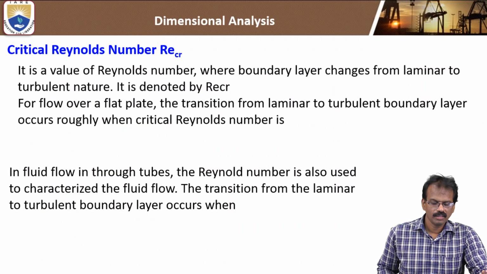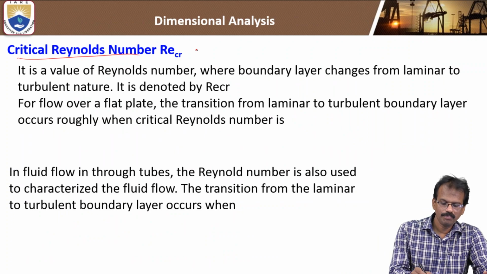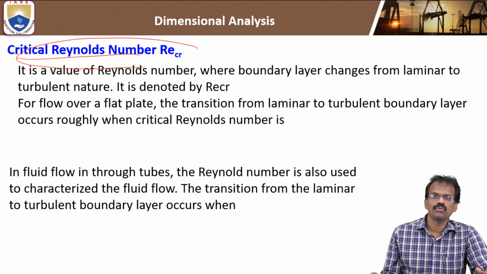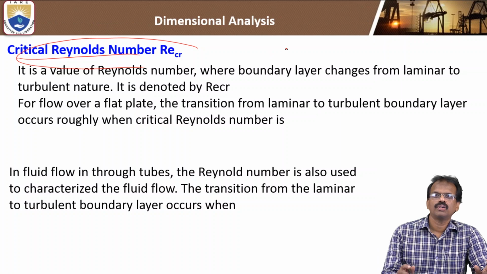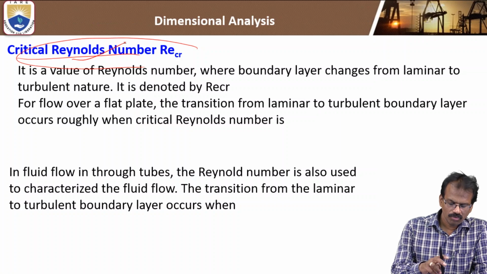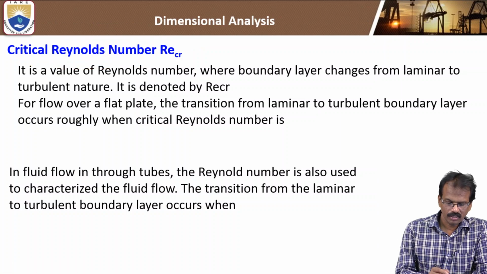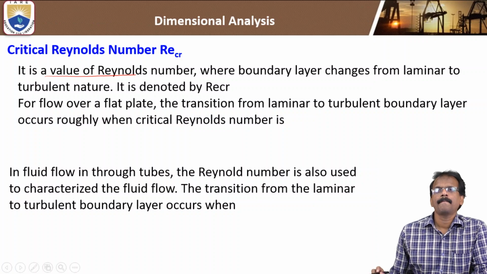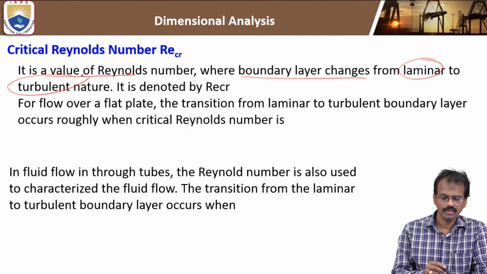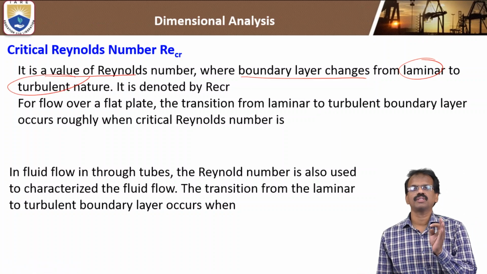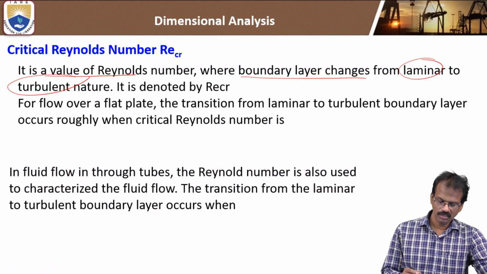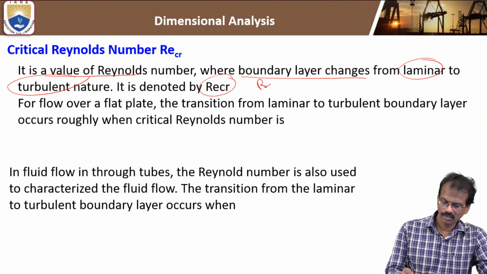Now we'll see the critical Reynolds number also, the value. Based upon this critical Reynolds number, you can specify which type of flow. So to identify the flow as either laminar or turbulent, it depends upon the critical Reynolds number. So what is the critical Reynolds number? The critical Reynolds number is the value of Reynolds number where the boundary layer changes from laminar to turbulent. So from that Reynolds number, the flow will change from laminar to turbulent. It is denoted by Re critical.